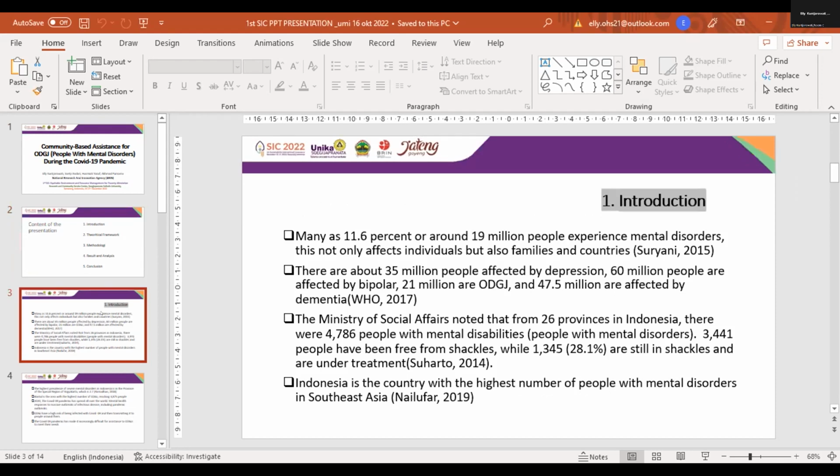For the introduction, first, we describe that as many as 11.6% or around 90 million people experience mental disorders. This not only affects individuals but also families and countries. And second, there are about 35 million people affected by depression, 60 million people affected by bipolar, 21 million are ODGJs.